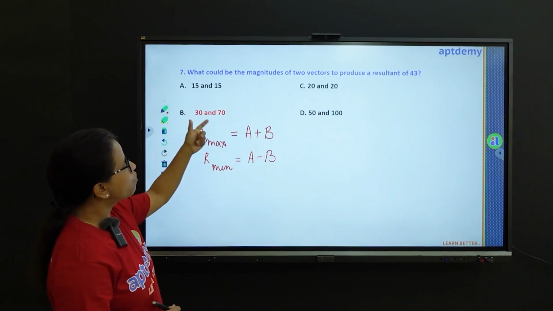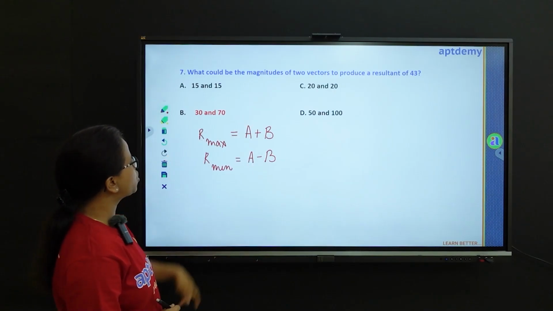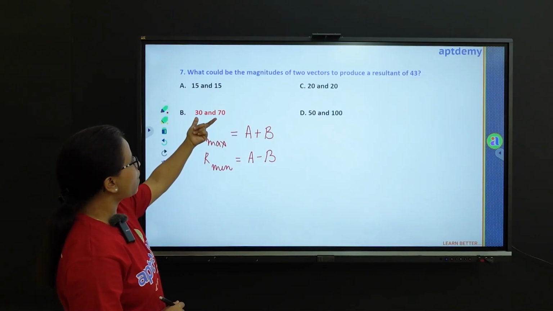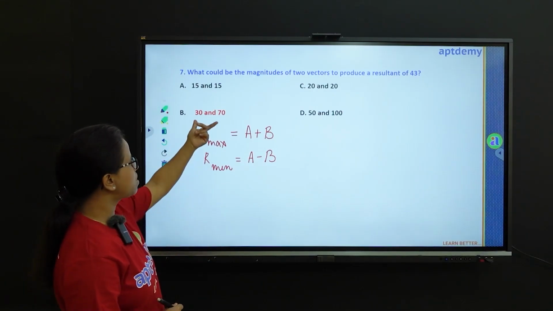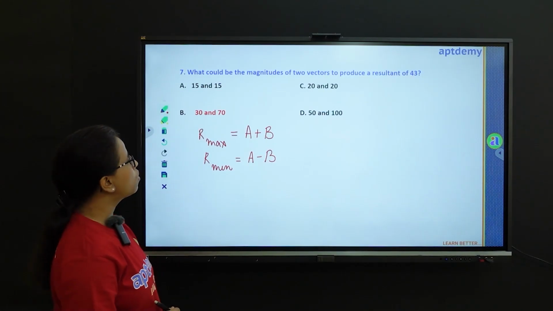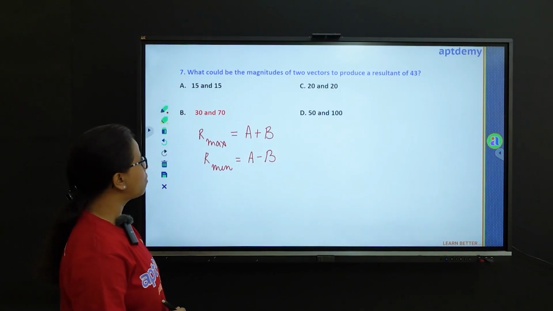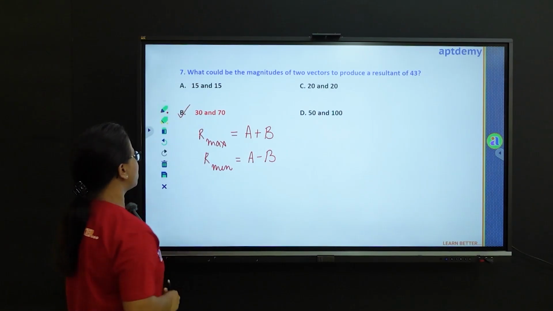Now let us see for which option that resultant is possible. You see the option B, the minimum value is 70 minus 30, that is 40, while the maximum value is 70 plus 30, or 100. So it means that a resultant is possible between 40 and 100 for this particular case. So this stands as the correct answer.